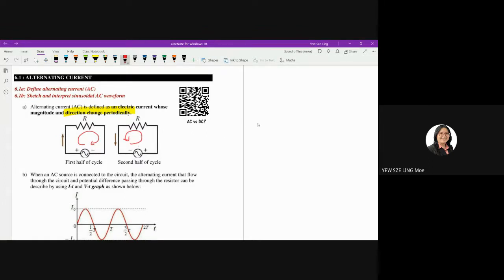Whereas in a DC circuit, let's say this is your resistor, and this is your power supply. What happens here is the current is just flowing in one direction, without changing its direction. It just keeps flowing in either clockwise or anti-clockwise direction. It is unlike your alternating current, which keeps changing direction.